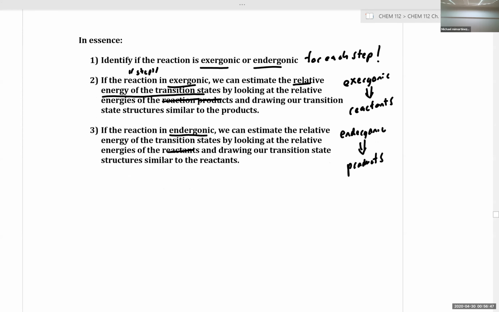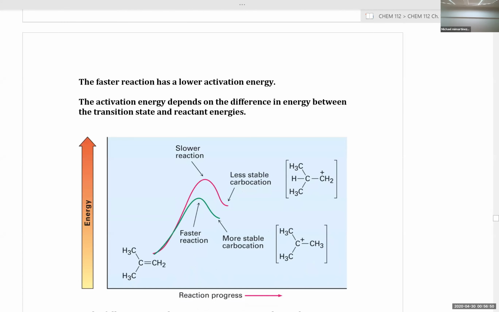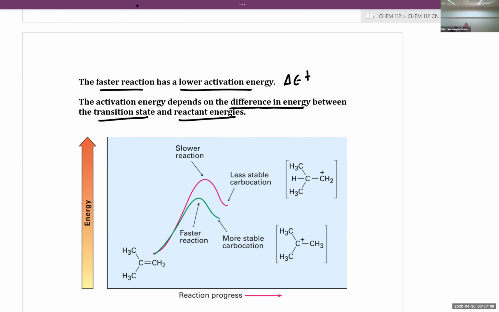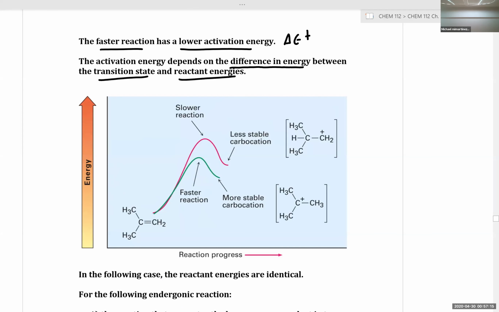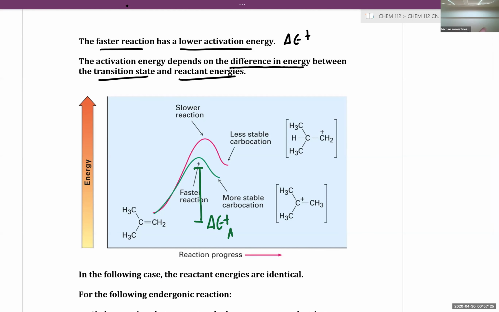So let's do some examples now. The faster reaction has the lower activation energy, so the lower Gibbs energy of activation. The activation energy depends on the difference in energy between the transition state and the reactant energies, okay? So let's look at an example for the first step of an addition reaction. So let's label our Gibbs energies of activation for pathways A and B. Notice the activation energy is the difference between our reactant and our transition state.